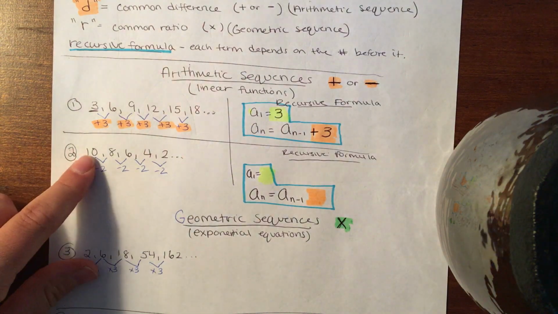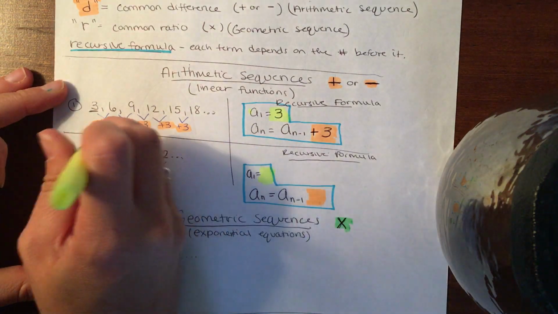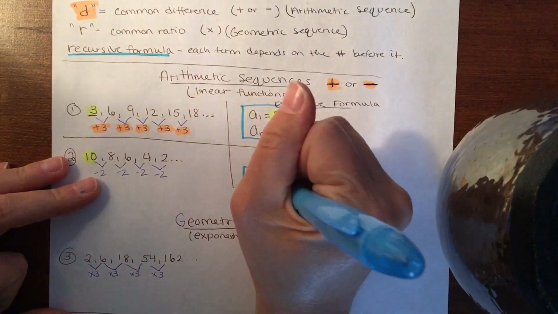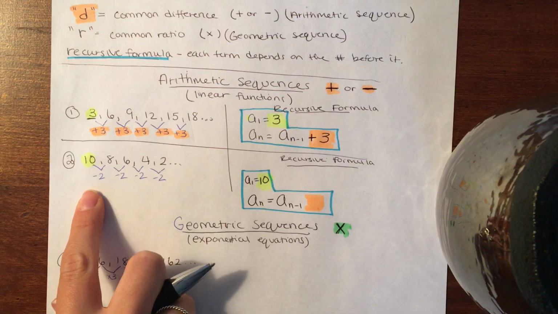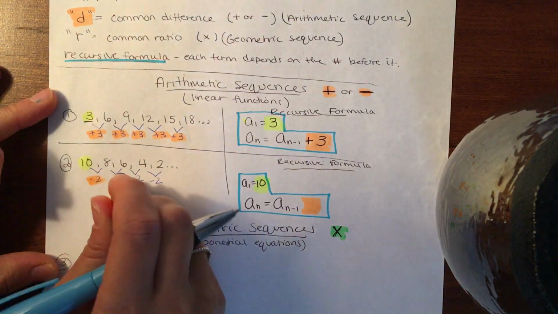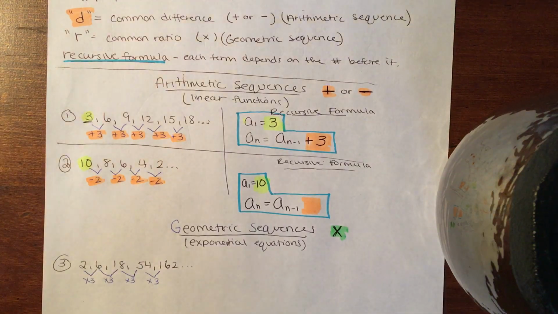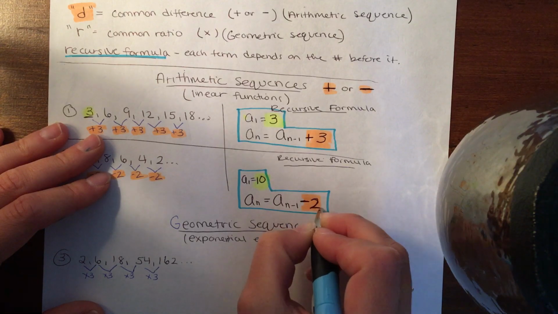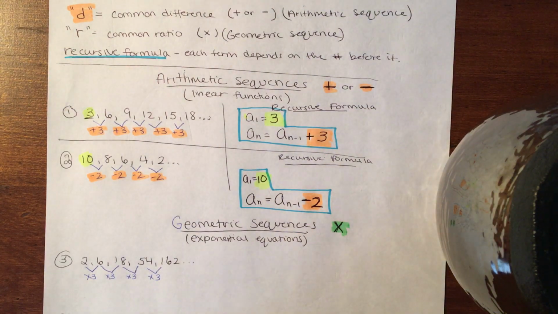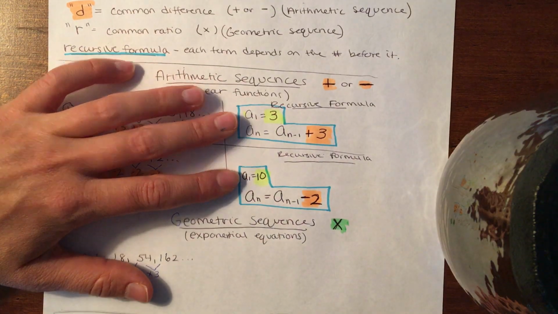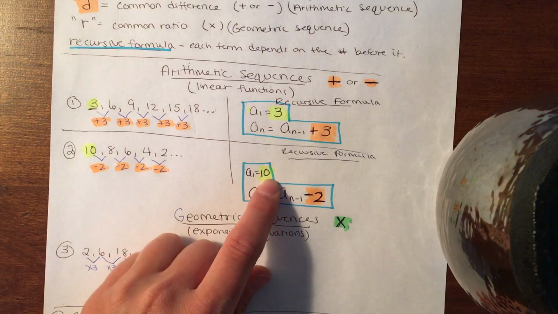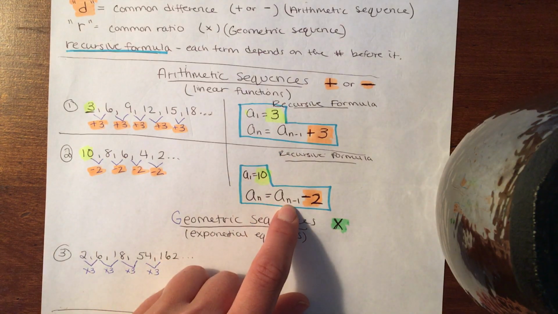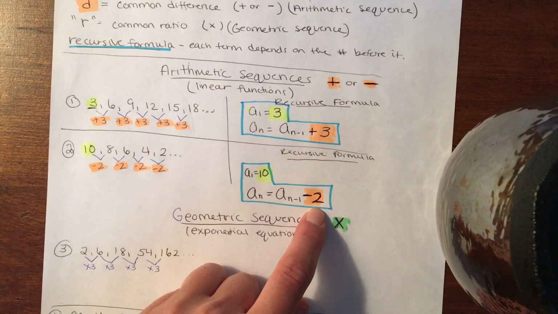Okay, so the first number in this sequence is 10, and I should have highlighted that in yellow. So my first number in that sequence is 10. I'm gonna put a 10 here. And then I'm going down or subtracting 2 each time to get the next number. So my common difference is gonna be minus 2. Okay? So your recursive formula, this one says your first number in the sequence is equal to 10. And then any other number in the sequence equals the number before it minus 2. Okay?